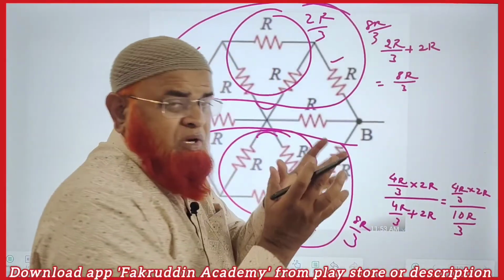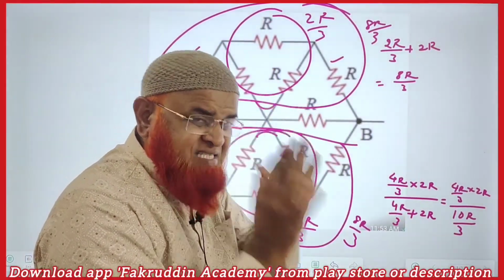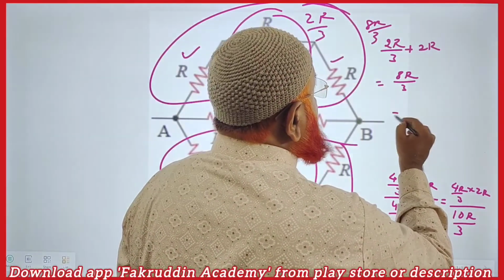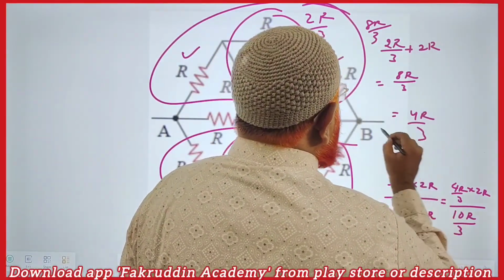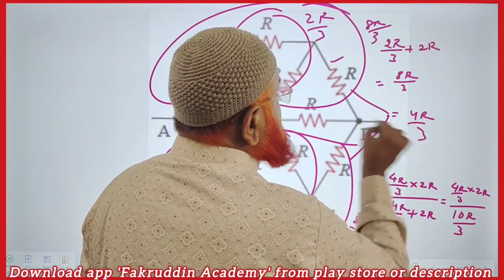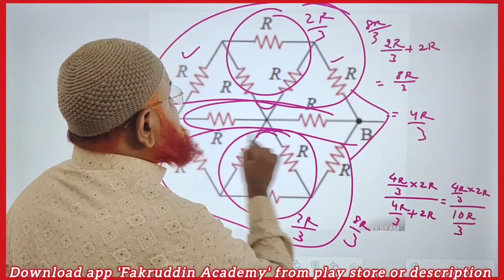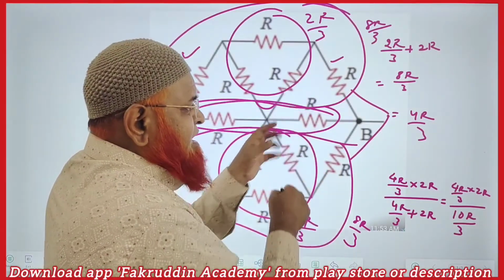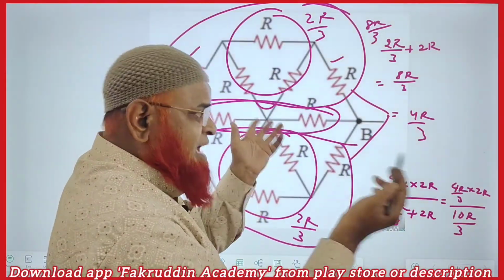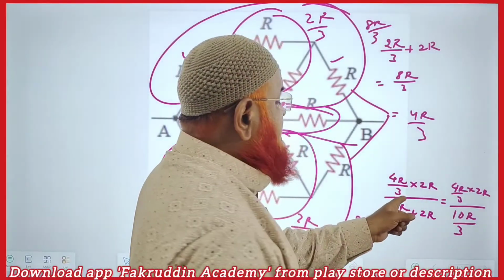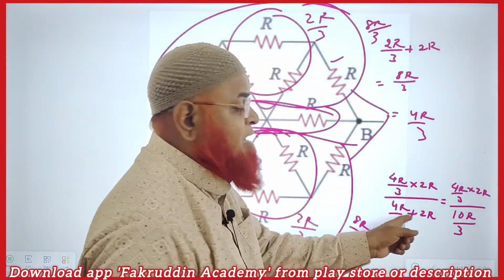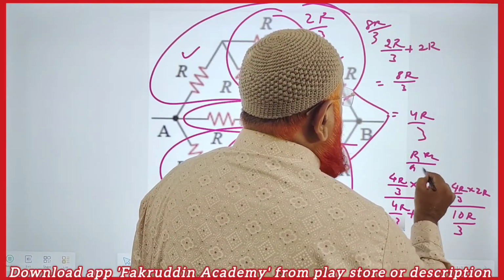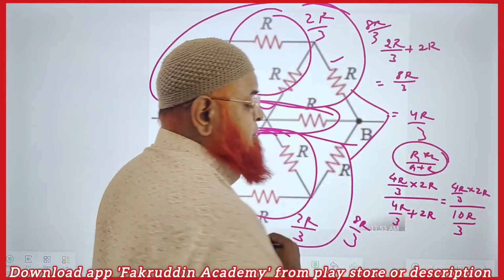When two resistors are in parallel and they are the same, the result will be half. That means 4R by 3. These combined together give 4R by 3. But in the middle, there is again 2R. So 4R by 3 and this 2R are in parallel. So 4R by 3 into 2R, by 4R by 3 plus 2R. This is because R1 R2 by R1 plus R2 is the formula in the parallel connection.